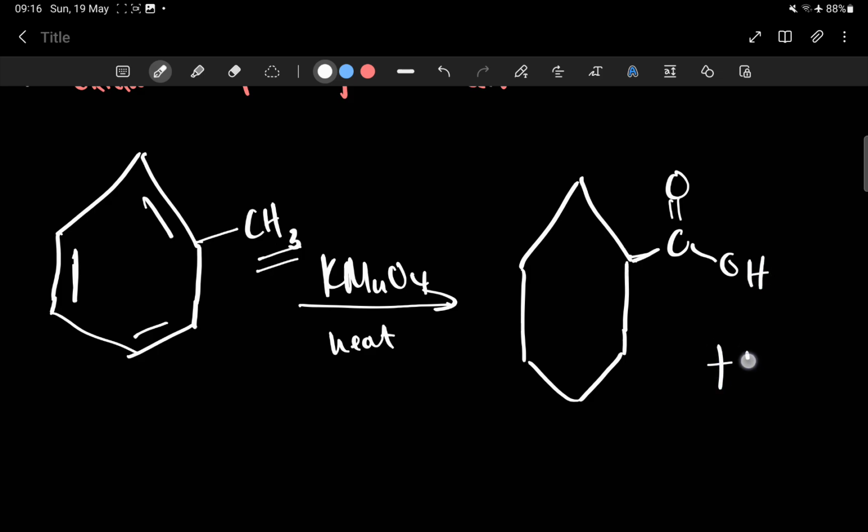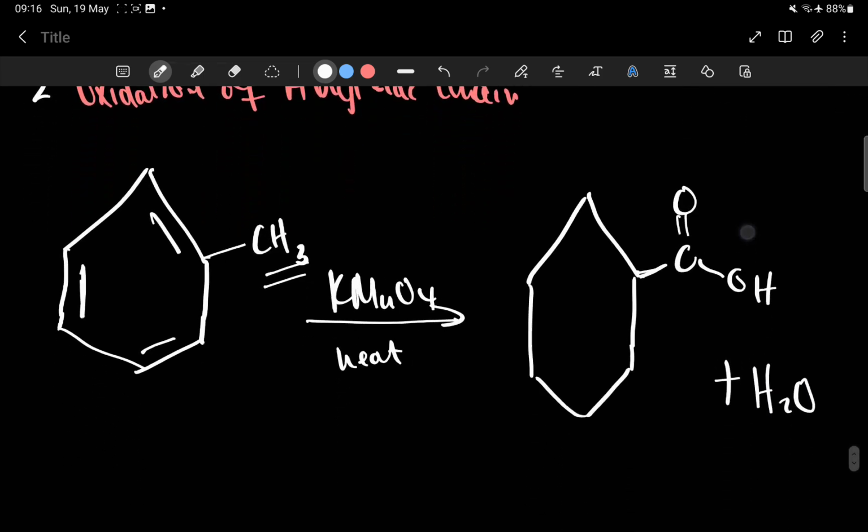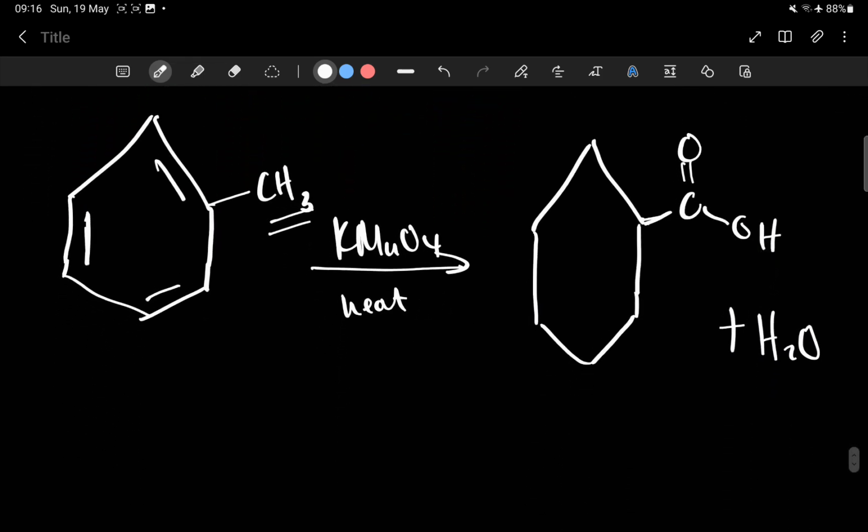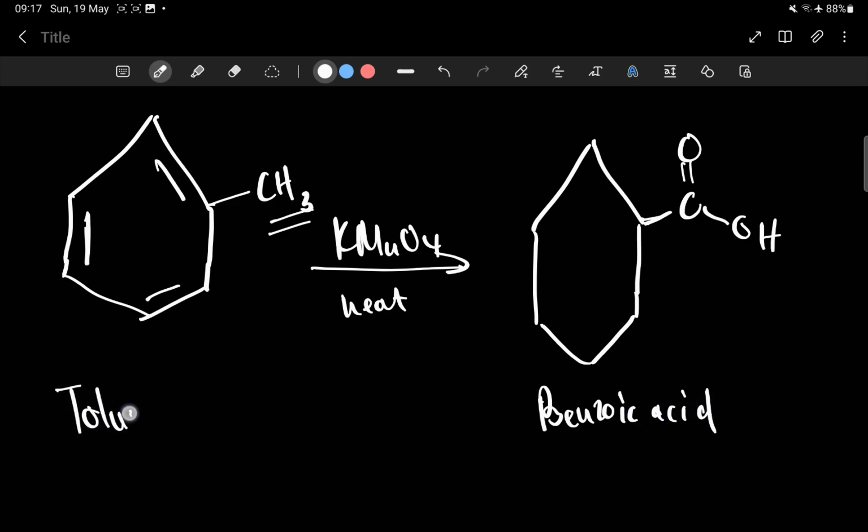At the end, you also release water. So this is what we have, and here we have our benzoic acid. This one was toluene or whatever. So remember that when you see in an exam something with an alkyl CH3 as a side chain on a benzene ring, you oxidize it, you get a carboxylic acid. Please remember that.